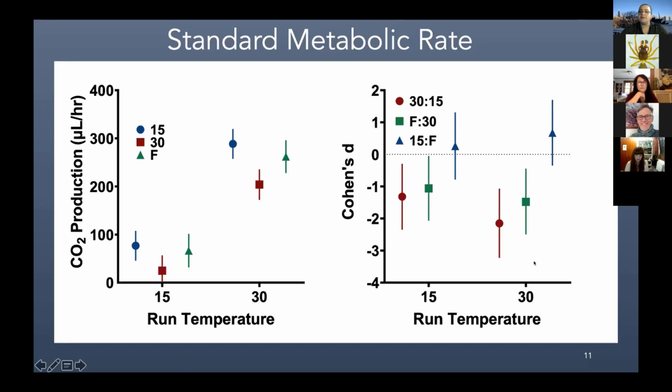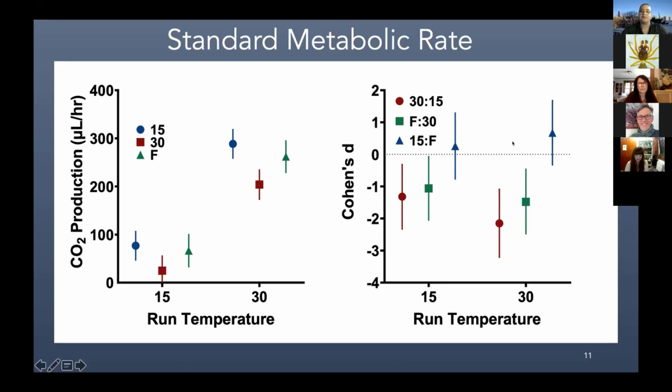These are our Cohen's d values. So these are effect sizes for pairwise interactions or effects between these. The red one is 30 compared to 15. The green one is fluctuating compared to 30. And then the blue one is 15 compared to fluctuating. And these 90% confidence intervals, if they overlap with 0, that means there's no real effect that we see.